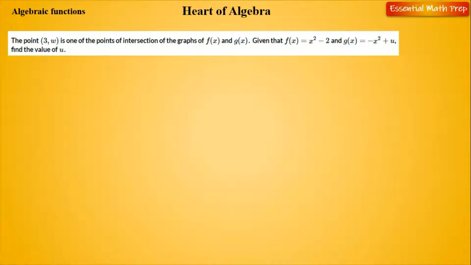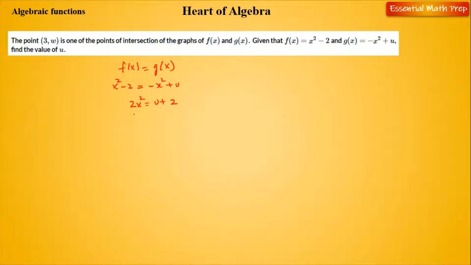The most critical component of this problem is that when two graphs intersect at a particular point, we can assume that the functions are equal. So f of x equals g of x. Once you make this assumption, then the whole problem falls flat and it's very, very simple. In other words, x squared minus 2 equals negative x squared plus u because these two functions are equal. So if you bring the x term to one side, it will be 2x squared equals u plus 2.